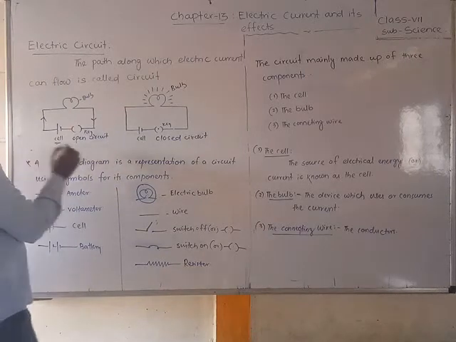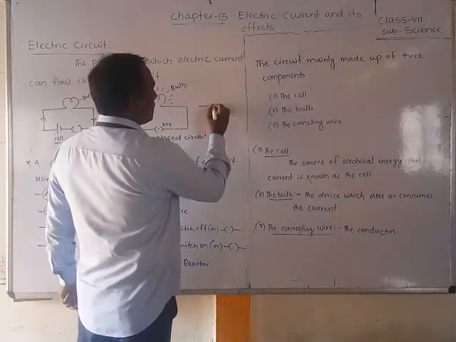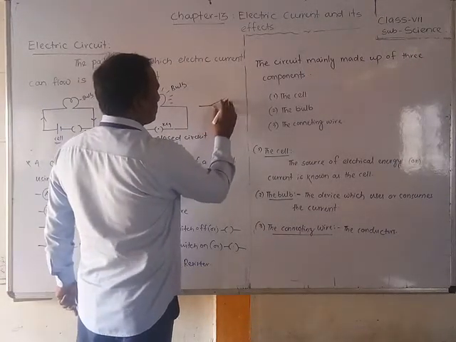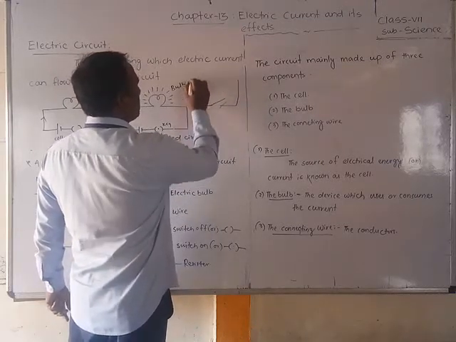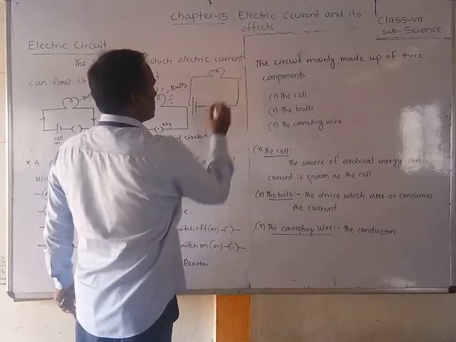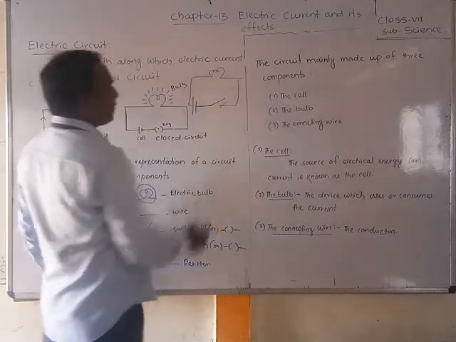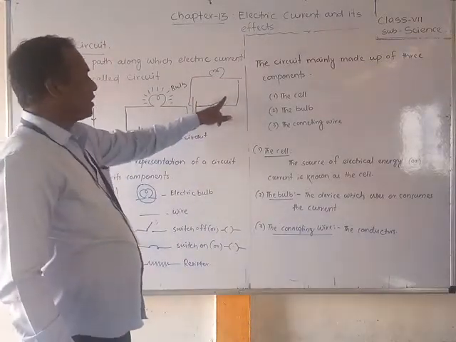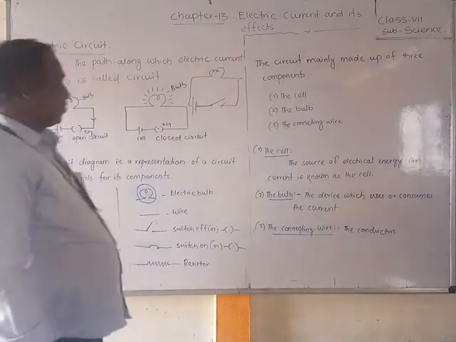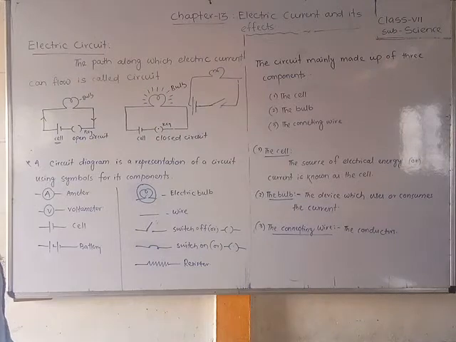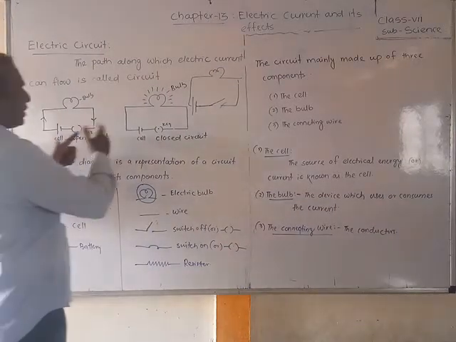The wire is like this. If you understand it this way, the connection is there from the battery, but the bulb is not connected. So from here the current is coming, but here it will stop. When it connects to this, then the current will flow. So this is about what an open circuit is and what a closed circuit is.